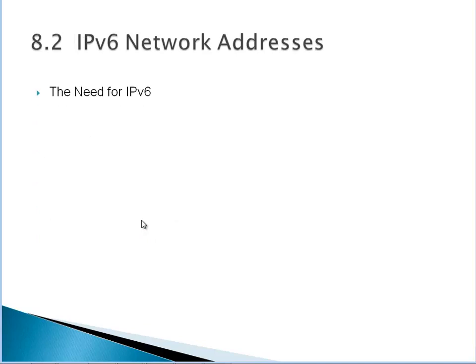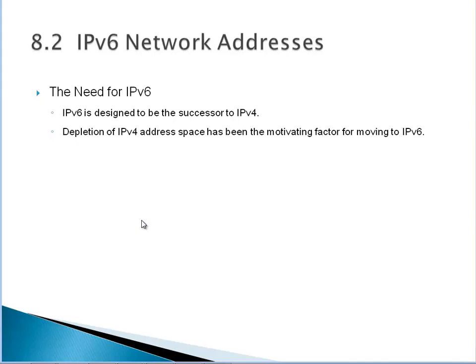IPv6 network addresses. So the need for IPv6. Well, why do we have IPv6? The reason is that IPv4 is running out. In about 1 to 5 years, it's predicted that it's going to totally run out of IPv4 addresses. So it is the successor to IPv4, and depletion of the IPv4 address space has been the motivating factor for moving to IPv6. Now IPv6 is not a new protocol. It's quite old now. It started in the 1990s, and we are transitioning from IPv4 into IPv6 now.